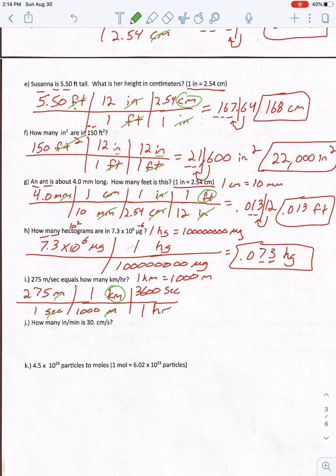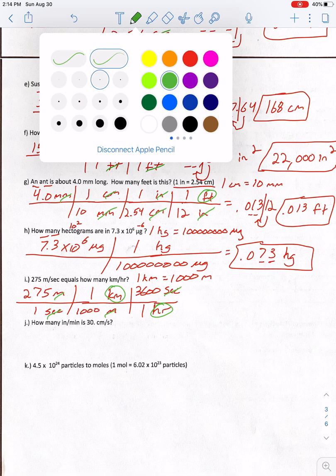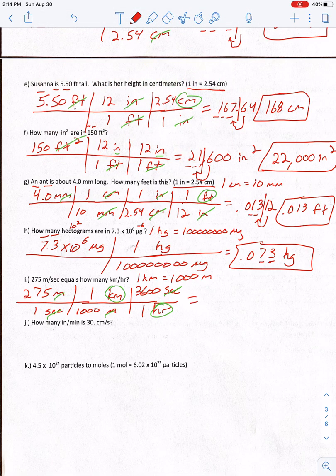Okay, so seconds are going to cancel out, and I'm in hours. So kilometers per hour is what it wanted, and that's what I got. So now I'm done with my steps. So 275 times 3,600, divide that by 1,000. That gives me 990. Okay, so 990 kilometers per hour.